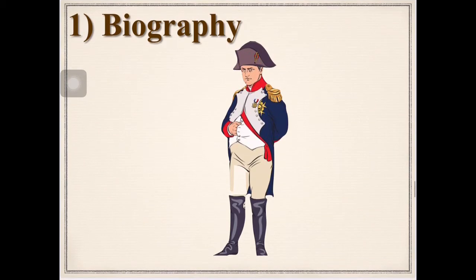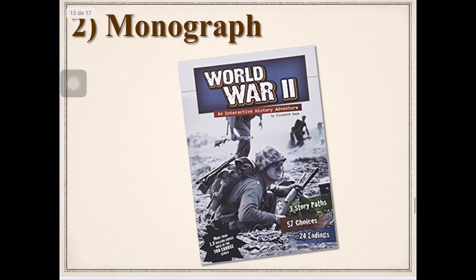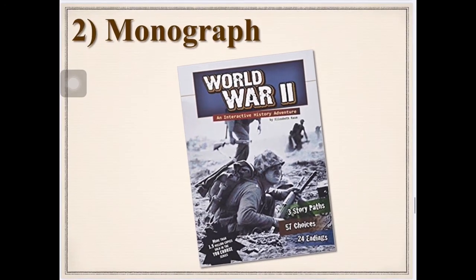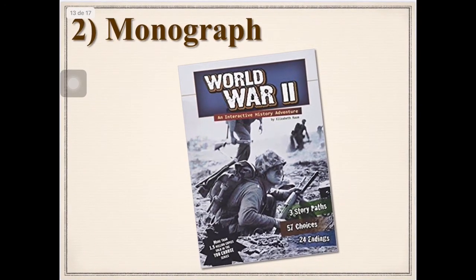Biography. Then we have a monograph. For example, you have this example here. You can write a book on World War II. And a monograph is about presenting, again, over here, all you're doing is presenting one topic. So you try to be exhaustive.